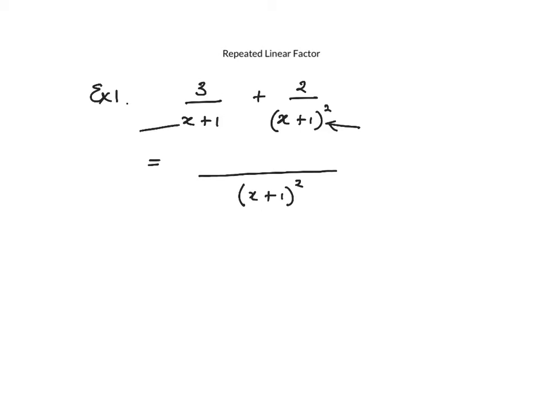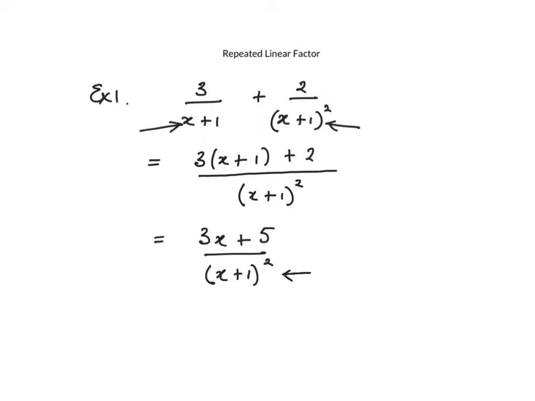So I must multiply this by x plus 1 to get the common denominator. I therefore multiply the numerator by x plus 1 as well. And I don't have to multiply the 2 by anything. And this gives 3x plus 3 plus 2 is plus 5, and then x plus 1 all squared.